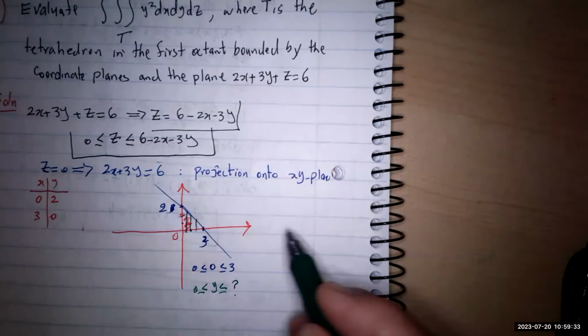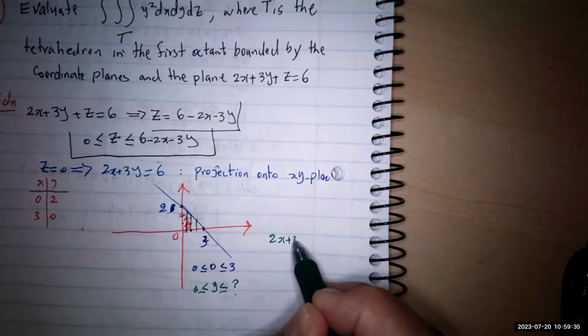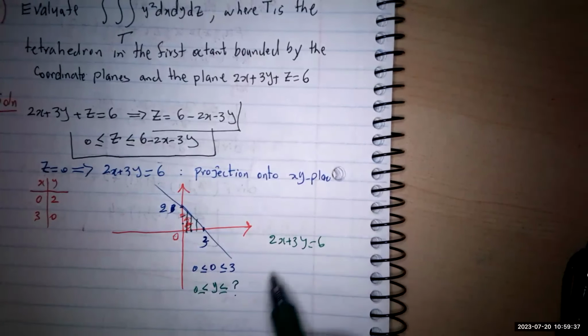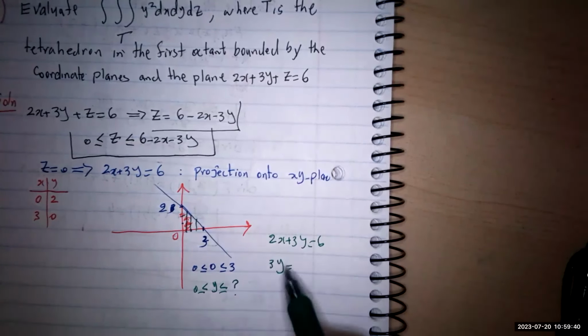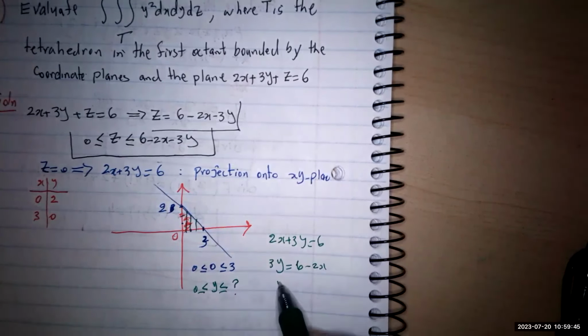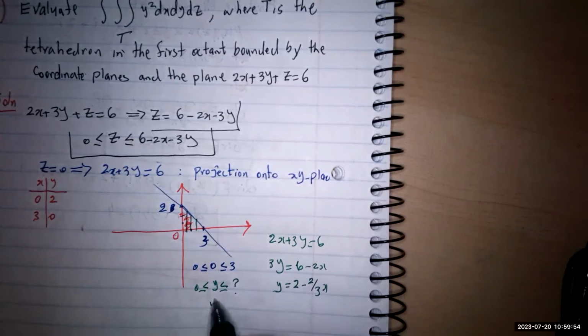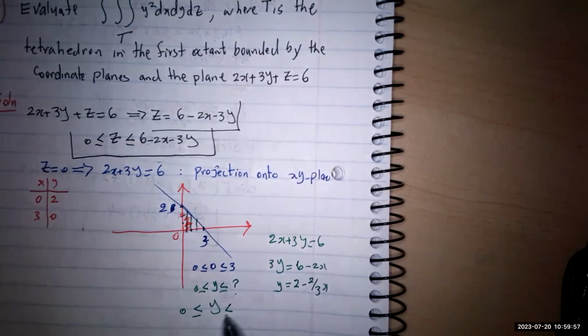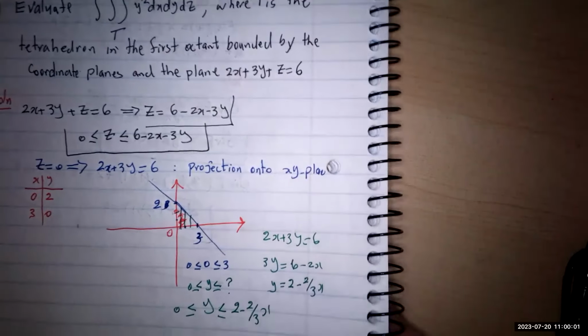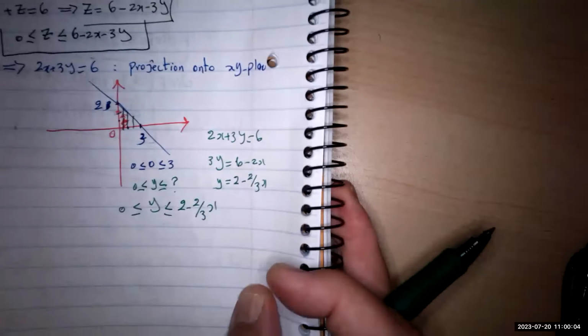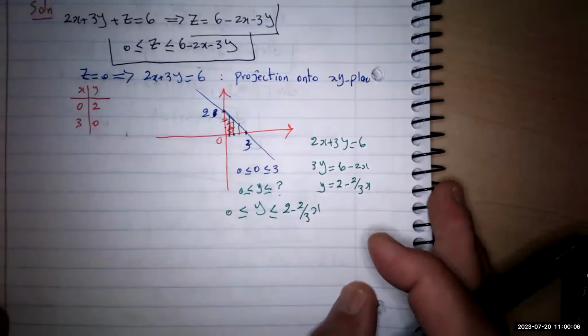You solve for y. So you have 2x plus 3y equal to 6. So that gives you 3y equal to 6 minus 2x. And you can divide it by 3 to get the y. So if you divide by 3, that gives you 2 minus 2/3 x. So your y is going to be integrated between 0 and 2 minus 2/3 x. Okay, this is the way you are going to identify the region and the limits of your integrations.